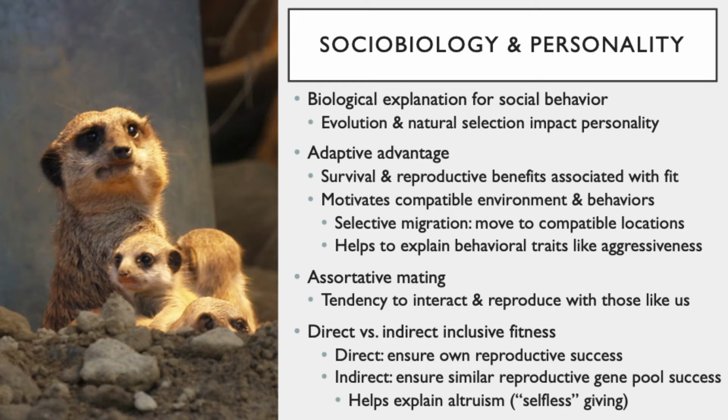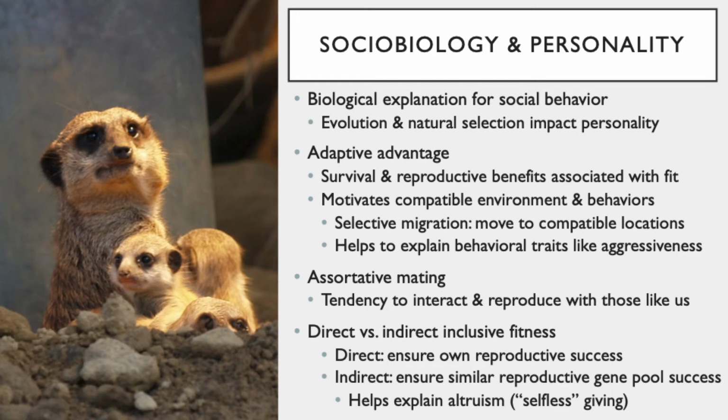Assortative mating is another central concept of sociobiology. It refers to the fact that we tend to first interact with people like us, and then have children with people who are like us. That means, from a heritability perspective, that we increase the likelihood of being surrounded by people with somewhat similar genetics and environments, and then we pass those genes and those environments on.